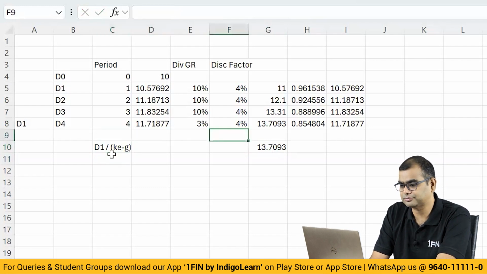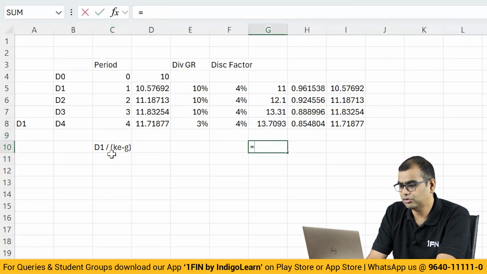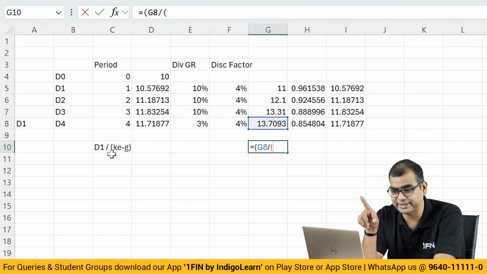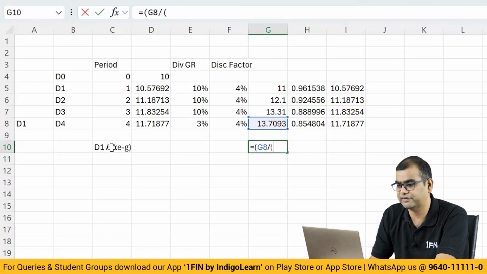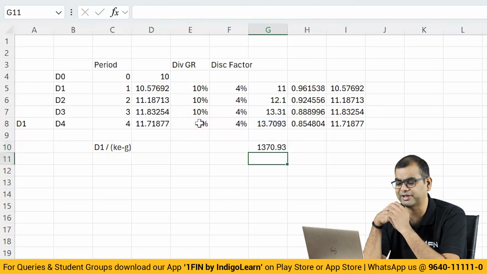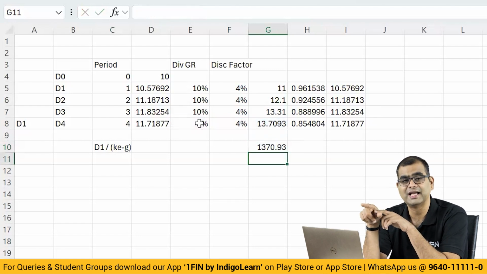Okay. So, now what is your D1? When you say D1, here basically for fourth year dividend, you are assuming it as D1. So, present value of all future dividends from D1 period is D1 by KE minus G, 13.7903 by, which is the dividend. Please do not take the present value of dividend, take the dividend value by KE. What is cost of equity? 4% minus G, which is 3%, right. This gives you 1370. Now, what is this 1370? This is the value of the share on D0.